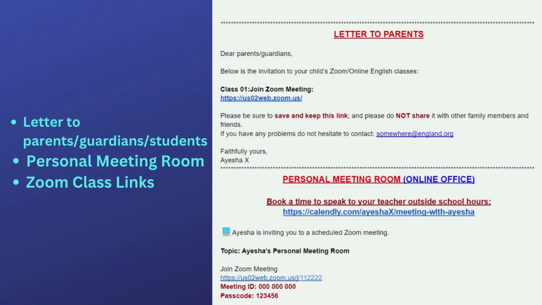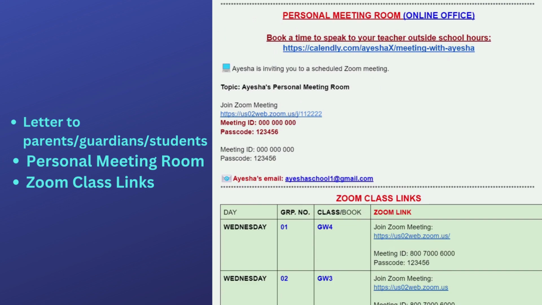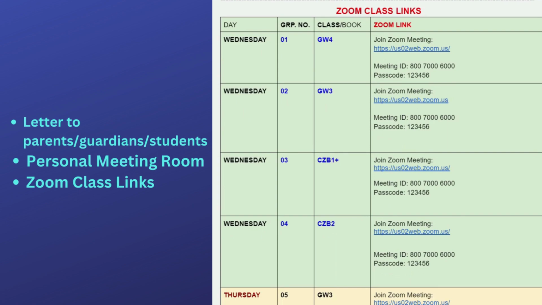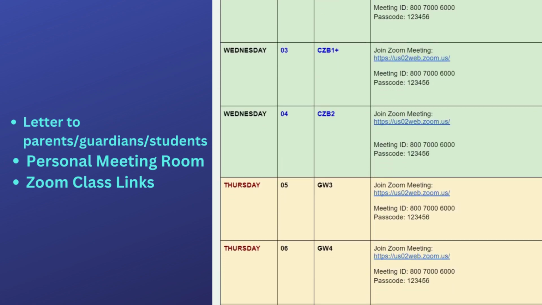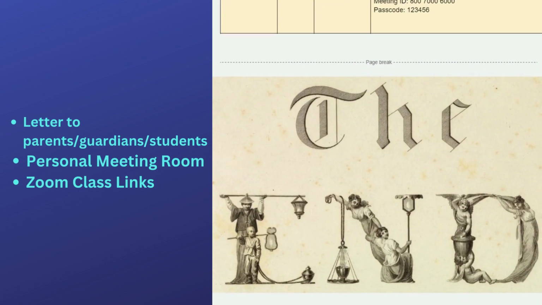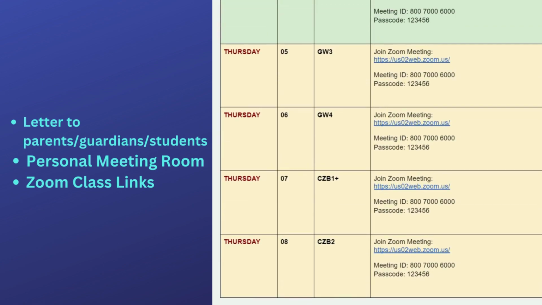Number 9. Before your actual Zoom or online class, don't forget to share your class link with parents or guardians and students. I like to do this with a short and sweet email. You may also want to share your personal meeting room link with your students. That way, they have the opportunity to speak to you outside school or class hours if there's something that they have to discuss with you and vice versa. Every Zoom host is given a personal meeting room, so this isn't something you would have to set up yourself.